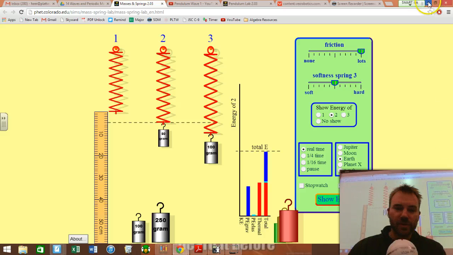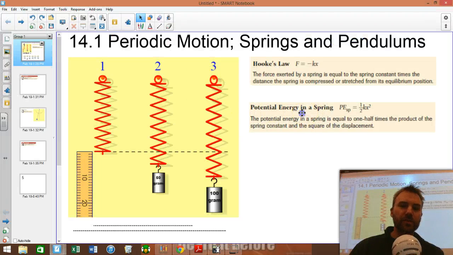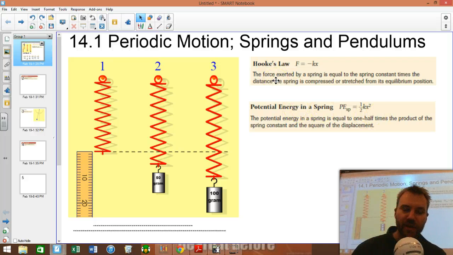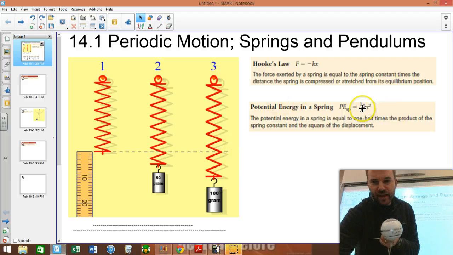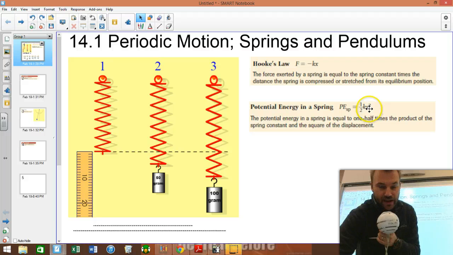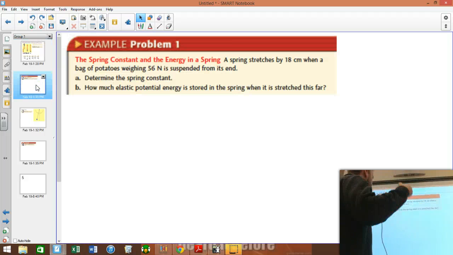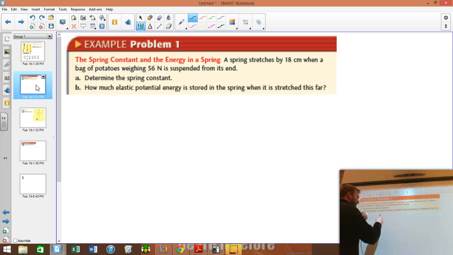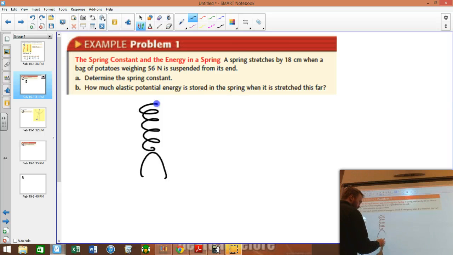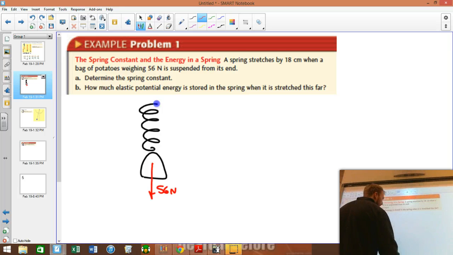So here's our first sort of example problem. You can figure out the potential energy stored in a spring, if you pull a spring, how much is stored in it, or if you compress a spring, how much is stored in that. It's 1/2 the spring constant K times X, the distance that you pull it, squared. So here's our first example problem. It says a spring stretches 18 centimeters when a bag of potatoes weighing 56 newtons is suspended from its end. So this thing's being pulled down at 56 newtons, and the thing stretches from its neutral position 18 centimeters. So determine the spring constant.